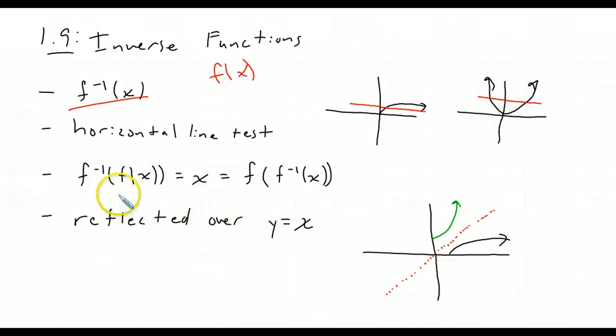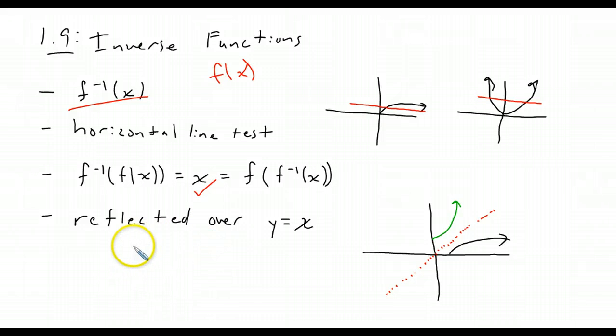Also, f inverse of f of x, this is function composition, is equal to x, just like f of f inverse of x is equal to x. This is how we test these things algebraically. We do the composition on this side, do the composition on this side. As long as they both come down to x, then this thing works out. We have an inverse function.